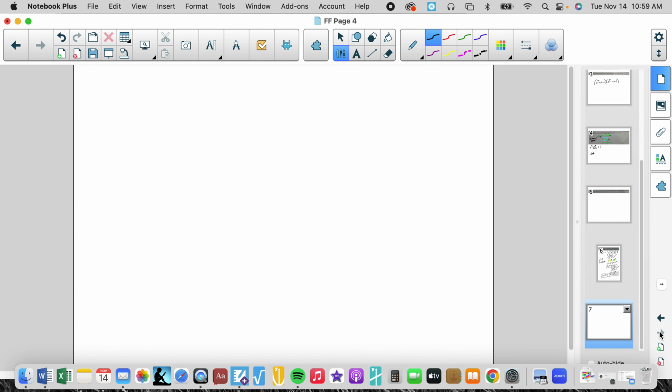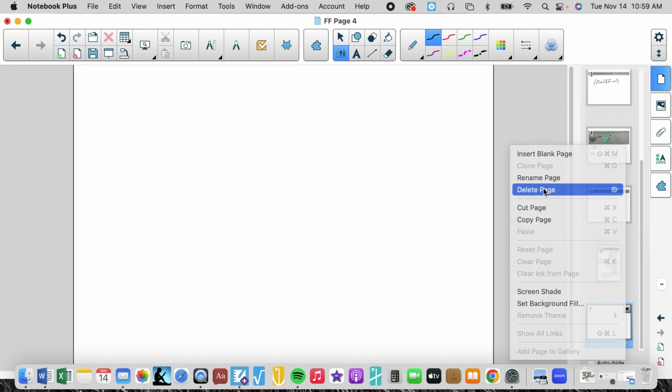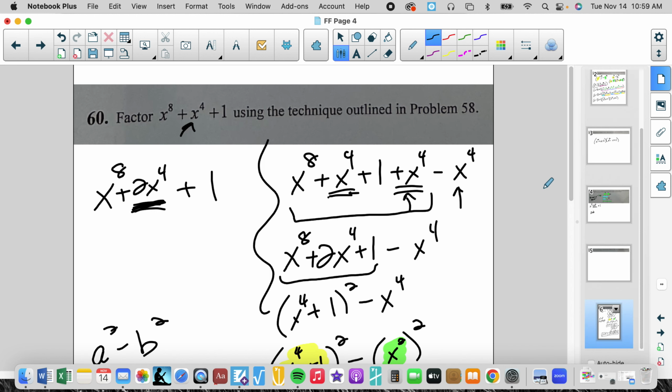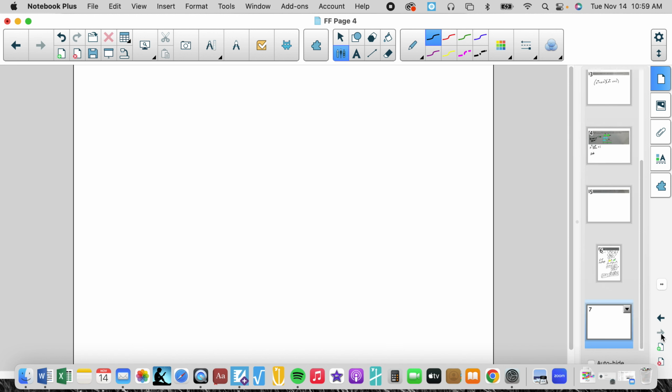I didn't mean to do that. Let's delete that page. That's a good technical problem. Oh, that's it. That's all of that first page, apparently. Or page 4. Okay. That was relatively short. Good luck.